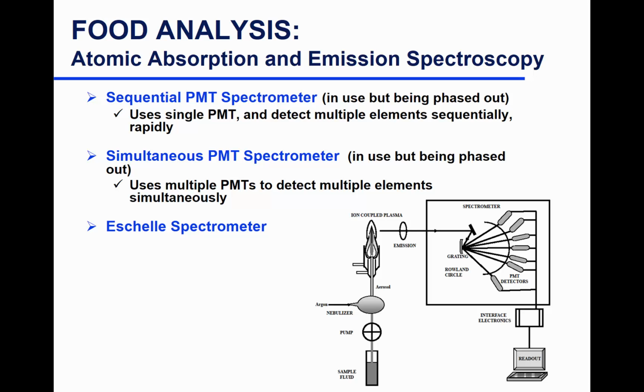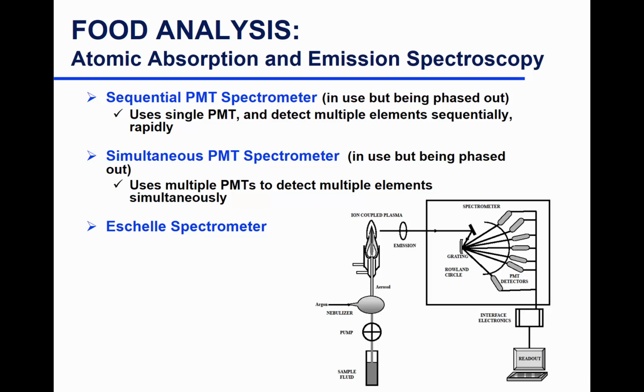Okay, so I was saying that you have either sequential or simultaneous detection. In sequential detection, you will have one photomultiplier tube detector, and you just sequentially change the monochromator to select certain wavelengths. For simultaneous, some instruments come with a set number of photomultiplier tubes, and the more photomultiplier tubes you have, the more expensive your instrument is.